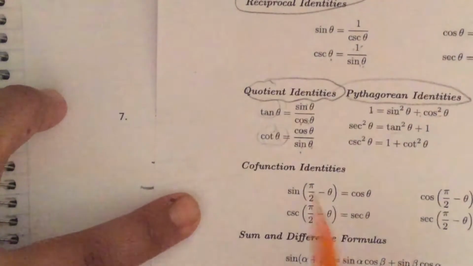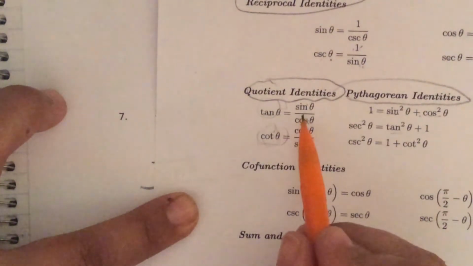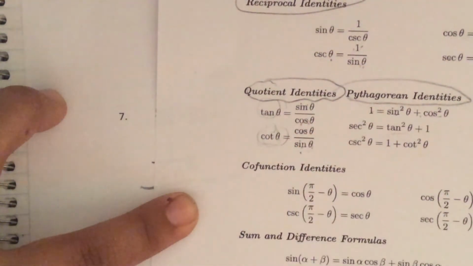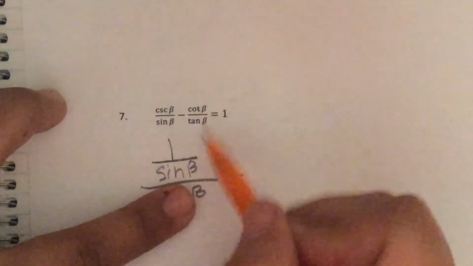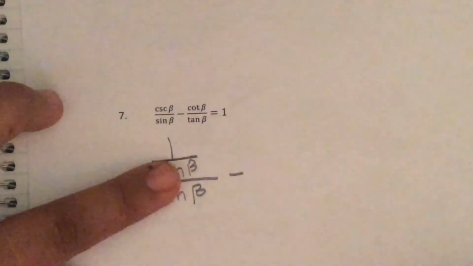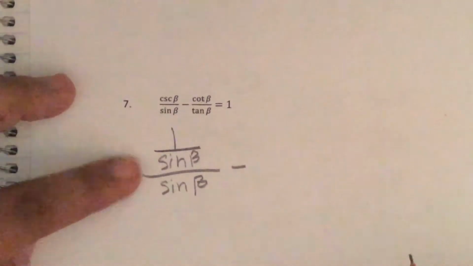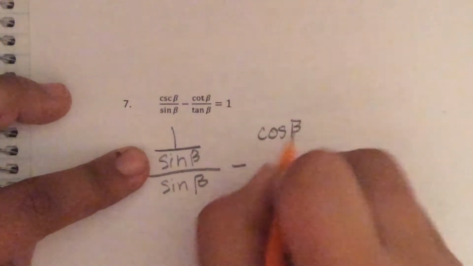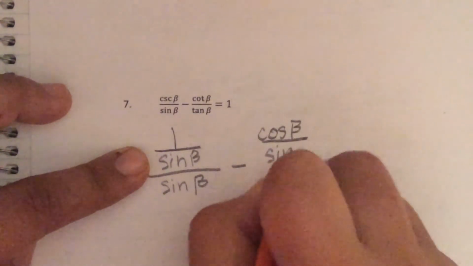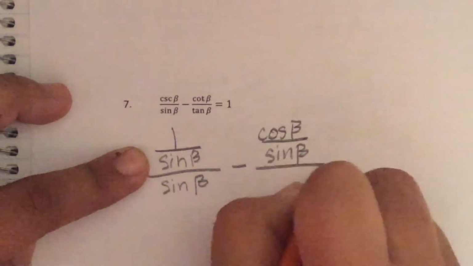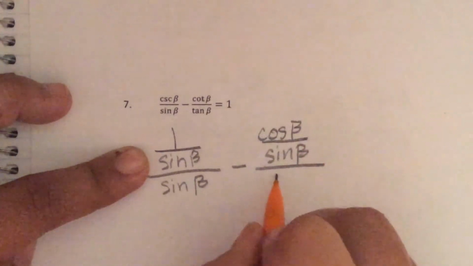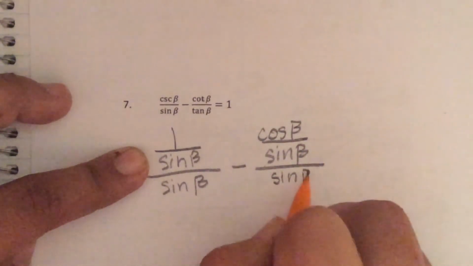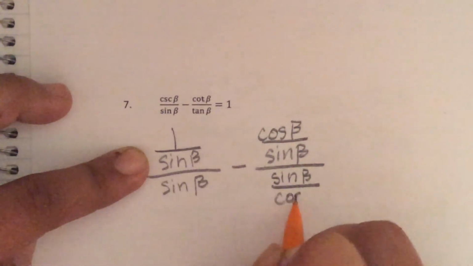If you notice, the cotangent is the cosine over the sine, and the tangent is the sine over the cosine. So I'm going to use those two to replace those two and put them all in terms of sines and cosines. So the cotangent is the cosine of beta over the sine of beta, all over, and the tangent is the sine of beta over the cosine.